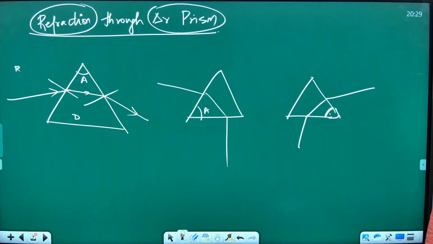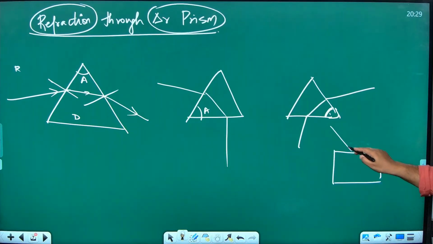You know one thing? If I have a rectangular glass slab, and a ray is entering like this, refracting here and comes out like this, that becomes the angle of prism.